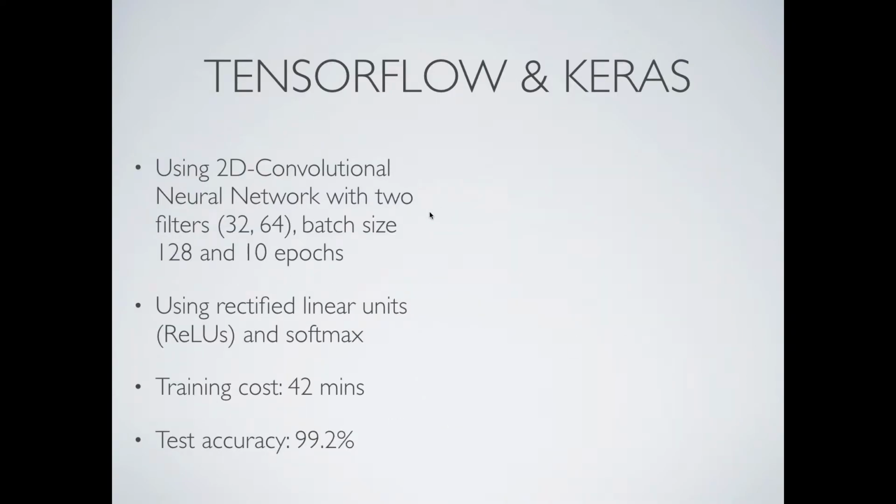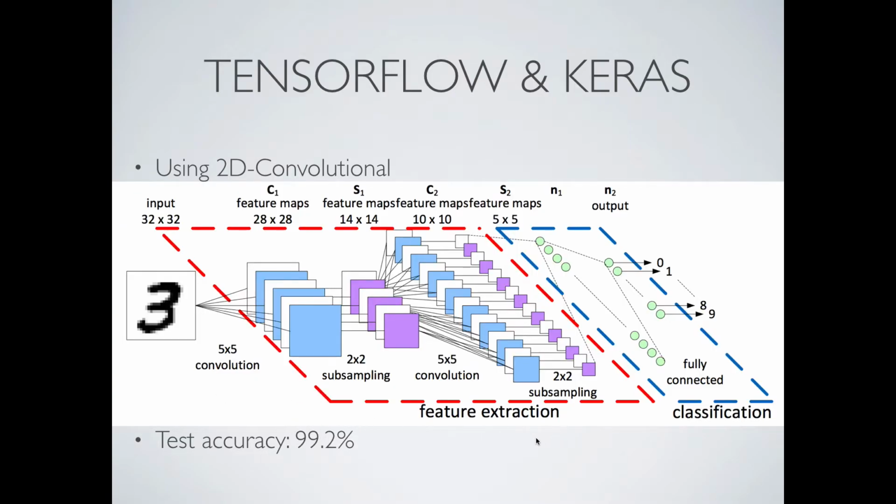The last model I use is called the 2D convolutional neural network with 2 filters. This is from the Keras package. The batch size I use is 128, which I think is the default, and 10 epochs, which is how many iterations of training. I use rectified linear units and the softmax method for that. The training costs 42 minutes, but the accuracy actually goes up to 99.2%. And here's the basic concept of the 2D convolutional neural network.